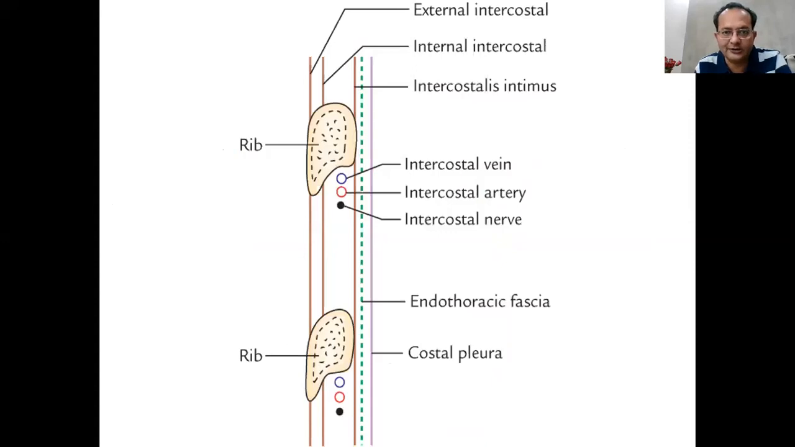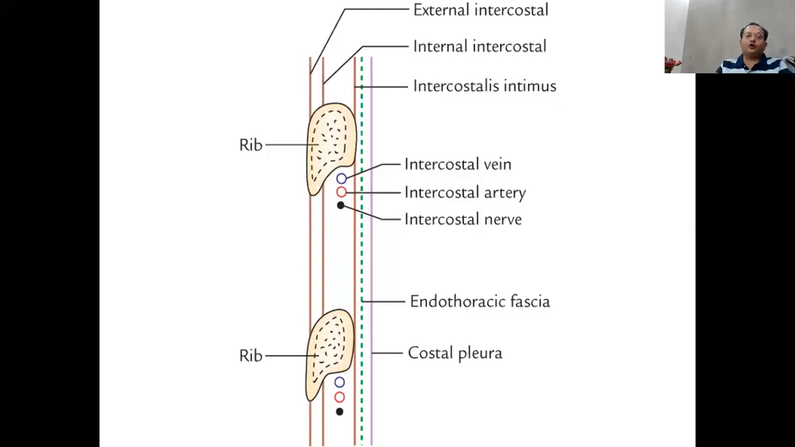External intercostal muscle, internal intercostal muscle, intercostalis intimus muscle. You can very well see that the intercostal vein, intercostal artery, and intercostal nerve, VAN, lie between the internal intercostal muscle and intercostalis intimus muscle.